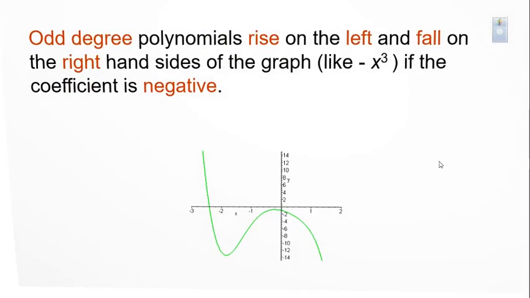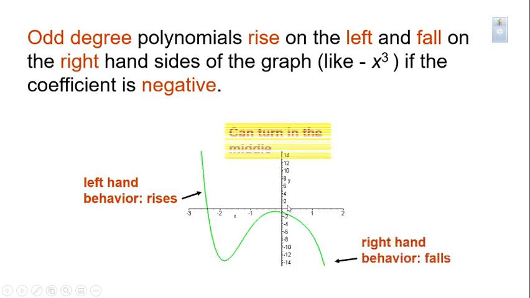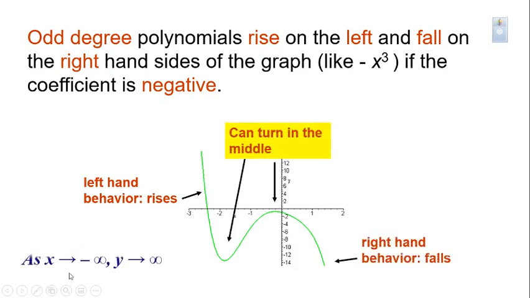On the other hand, if you have a graph where the coefficient is negative but the degree is odd, then the graph trends downward from upper left to the bottom right. So on the left-hand side the graph rises, on the right-hand side the graph falls. And of course it turns in between. As x approaches negative infinity, y approaches positive infinity. And as x approaches positive infinity, y approaches negative infinity. So those are the behaviors of this graph.